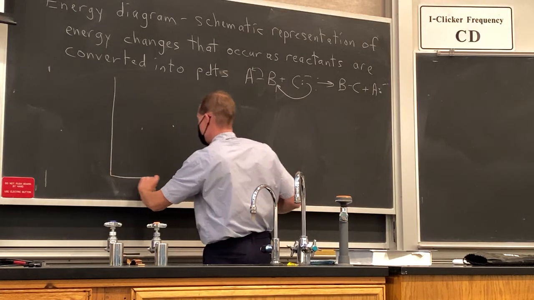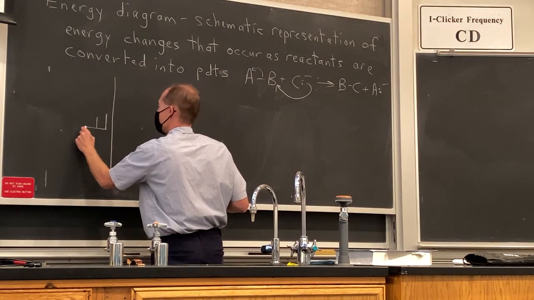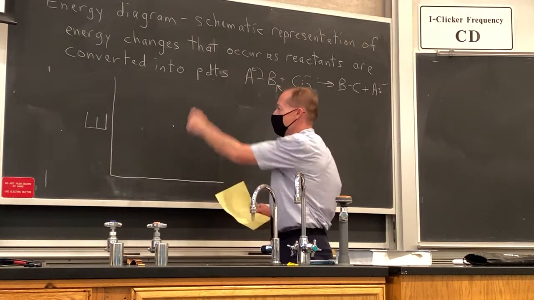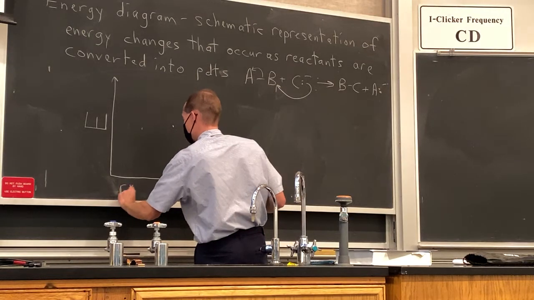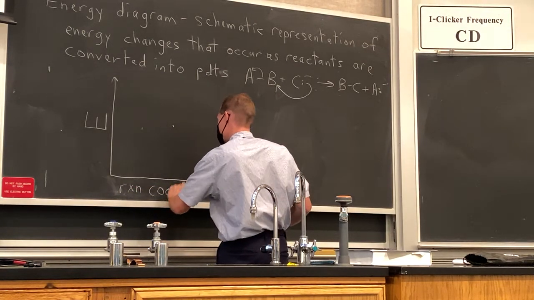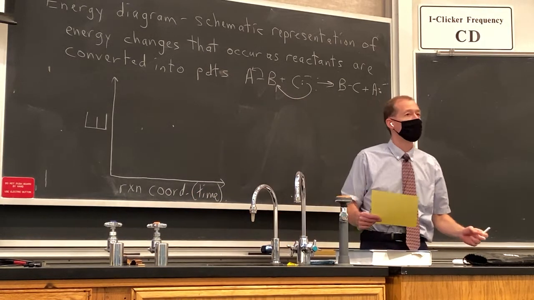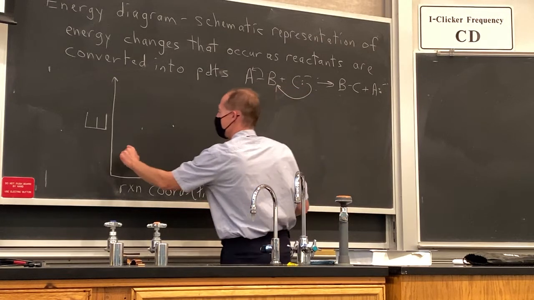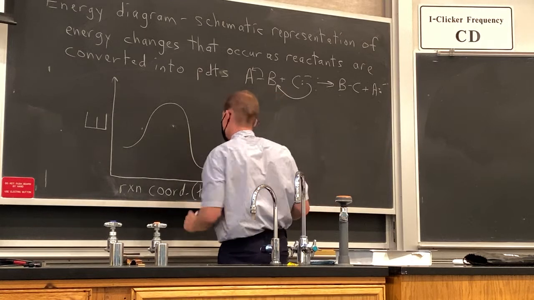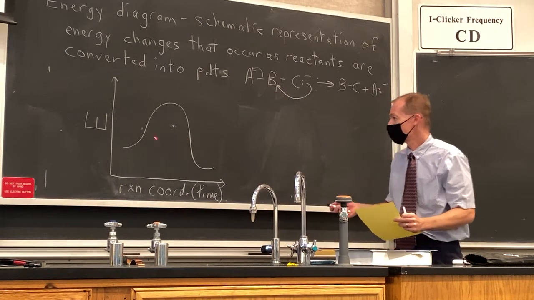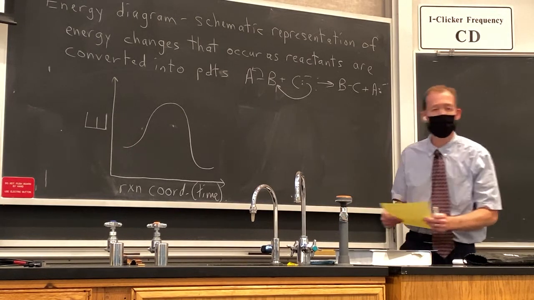So we draw our axes, draw them like this. The y-axis is going to have energy, increasing energy on that y-axis. The x-axis, we'll call that the reaction coordinate. Remember I said that's units of time. Okay? So our energy diagram is going to look something like this. We've got reactants over here, products over here.